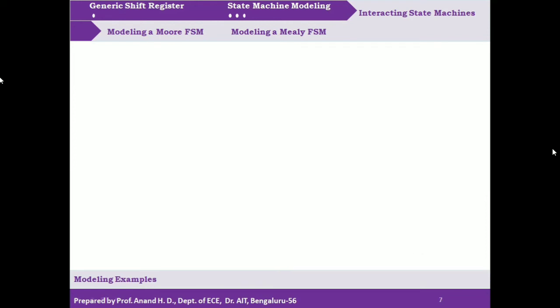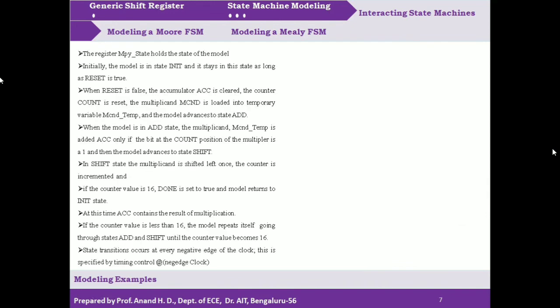So now, if we summarize this state machine model for the multiplication process, what happens? The register MPY_state, the 2-bit register which we have defined, is going to hold the state of the model. Okay, so if MPY_state is equal to 0, it indicates that it is the initiate state. If it is equal to 1, that is 01, then it indicates the add state. And if it is 2, that is 10, then it indicates the shift state, like that, right?